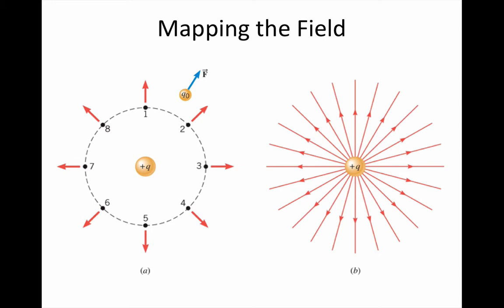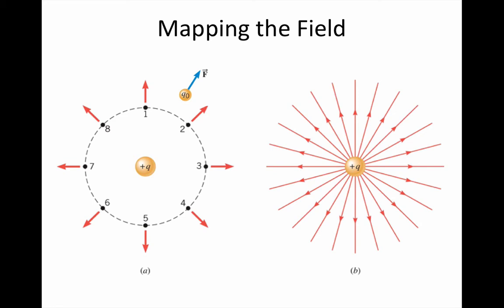Now, if we were to put Q0 where it is right now, it feels a force exactly in the opposite direction to the plus Q. If we were to move the test charge around the circle from points 1 to 2 and around to 8, at every point it would feel a force in the exact direction away from the positive charge.